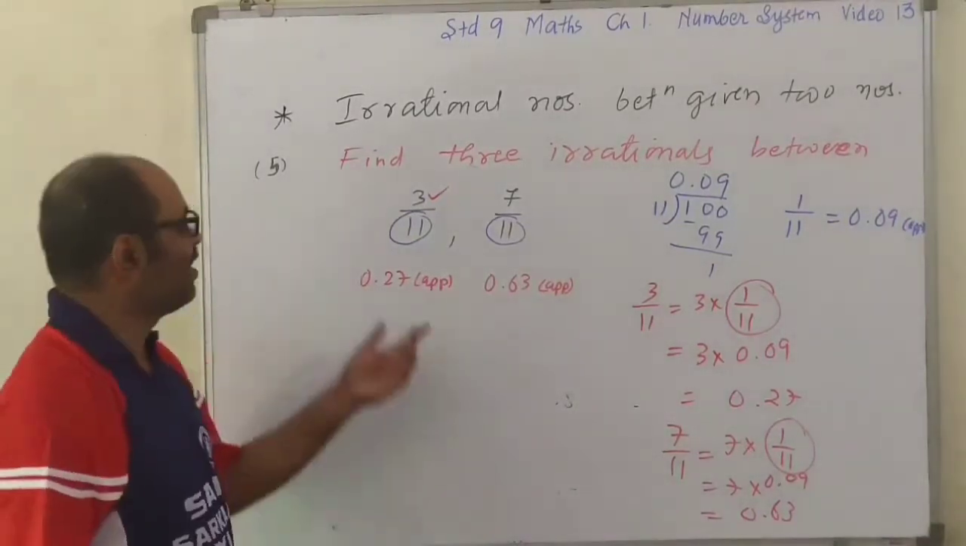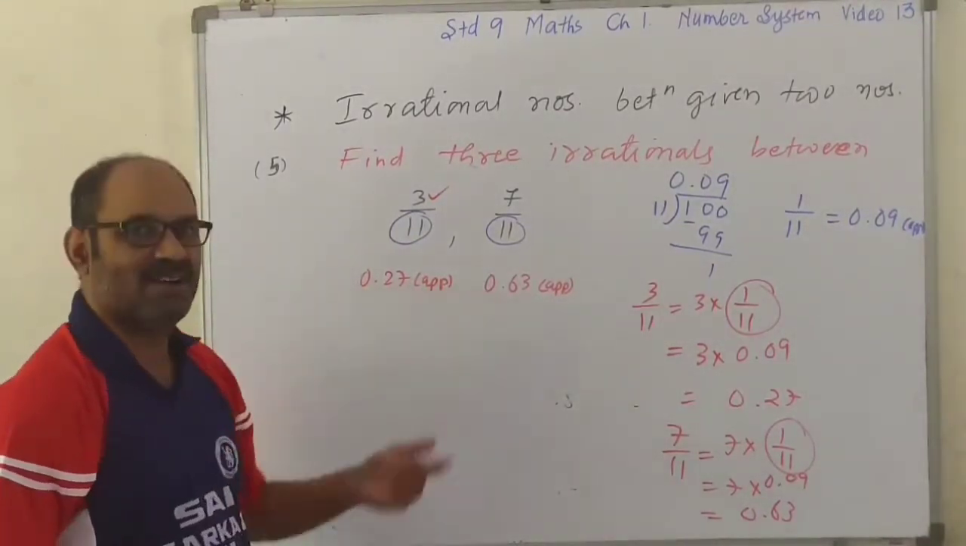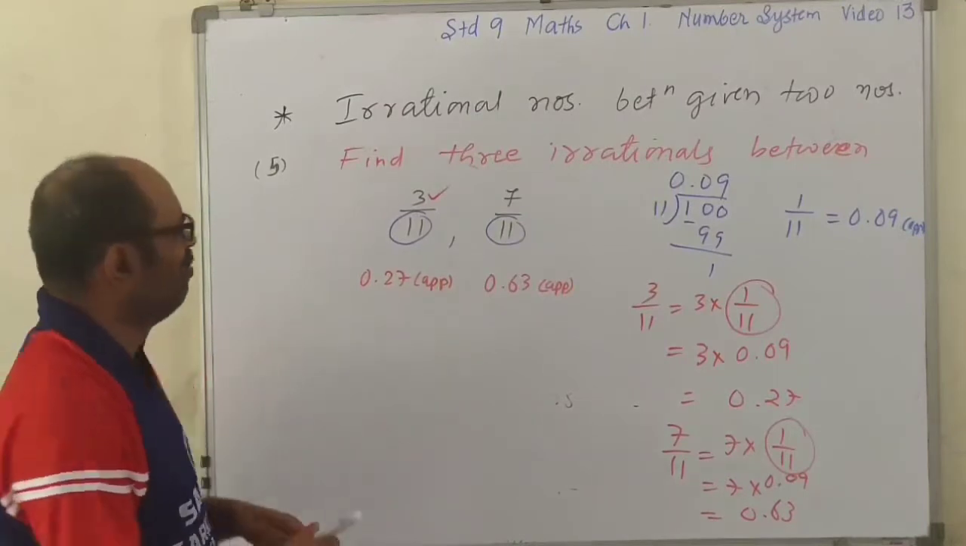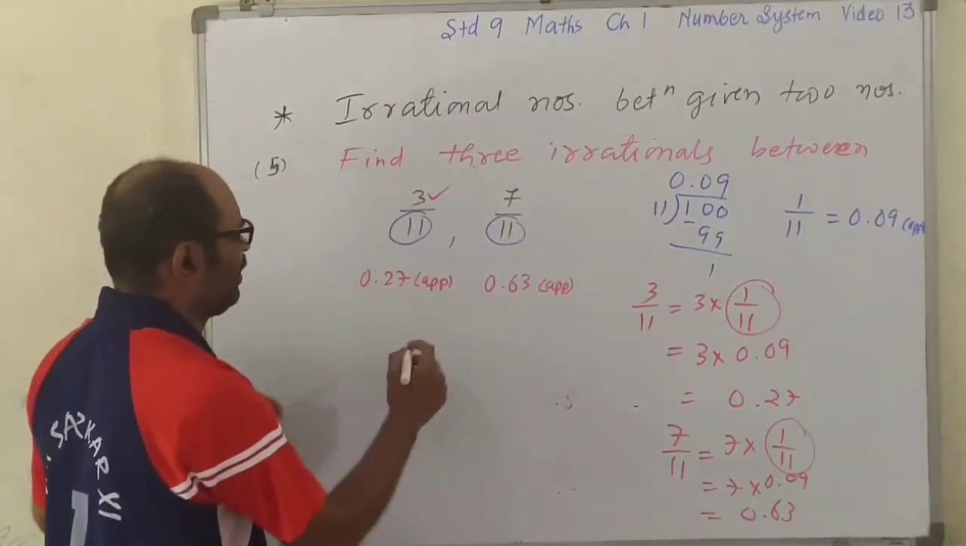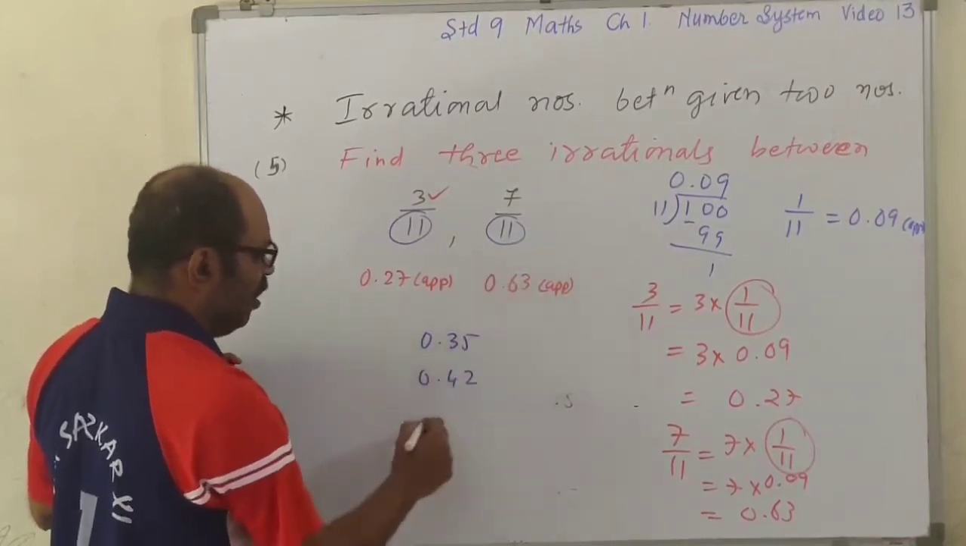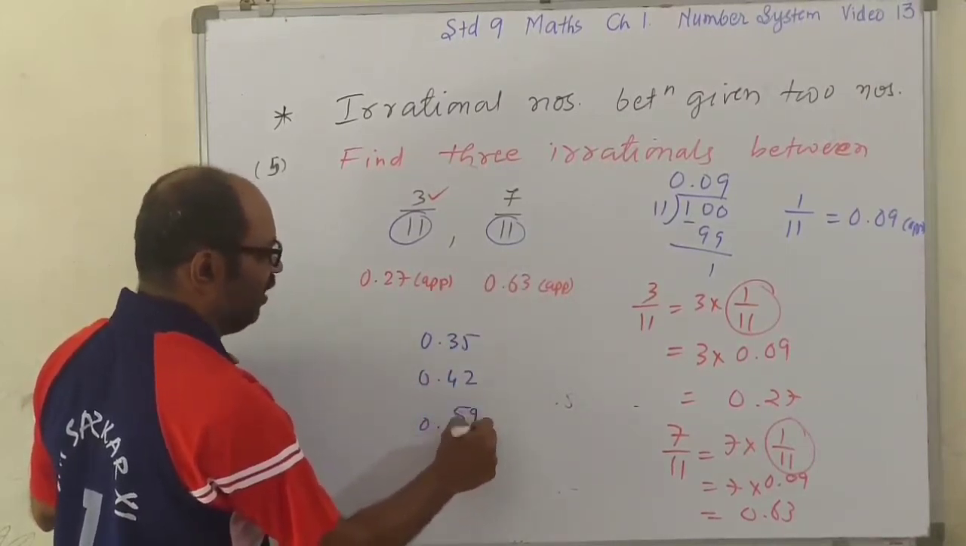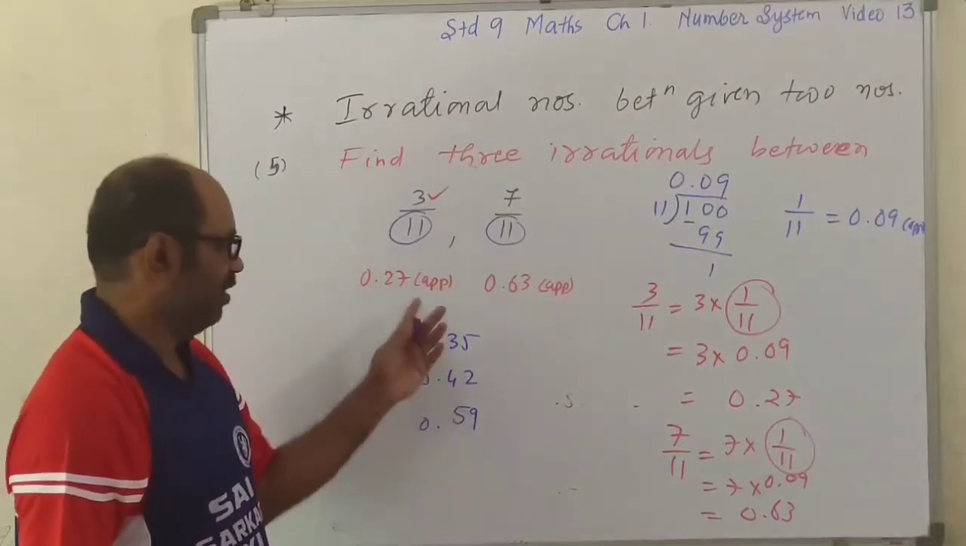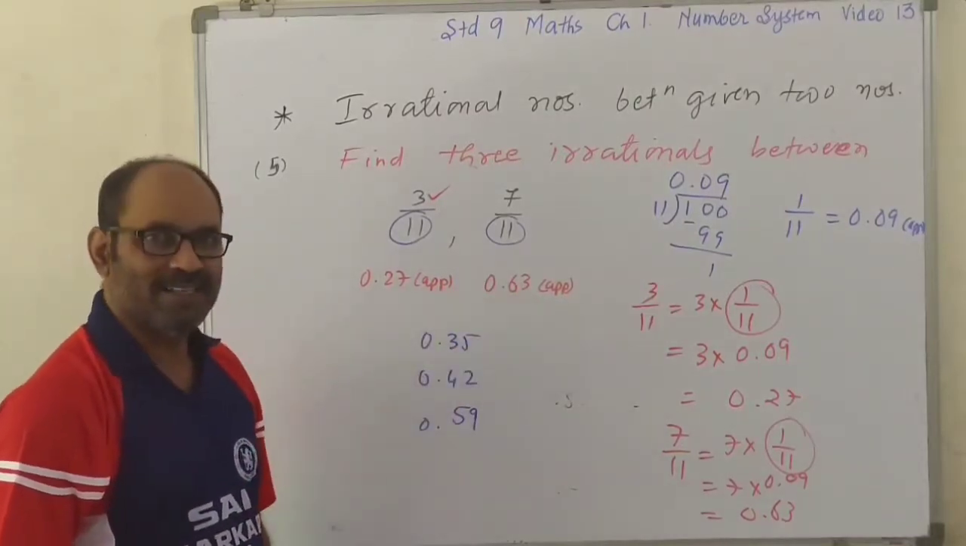Chaliye, now you write the irrational number between 0.27 and 0.63. So many numbers. I am writing directly, I am not writing that statement. 0.35, 0.42 and 0.59. Okay? All these three are between 0.27 and 0.63.